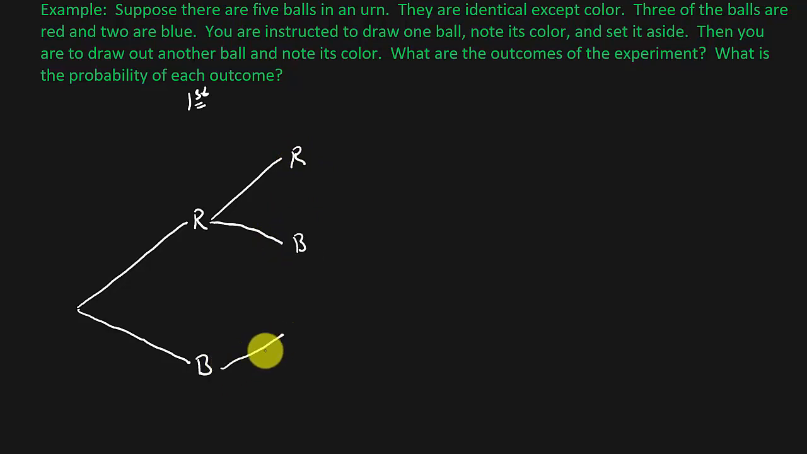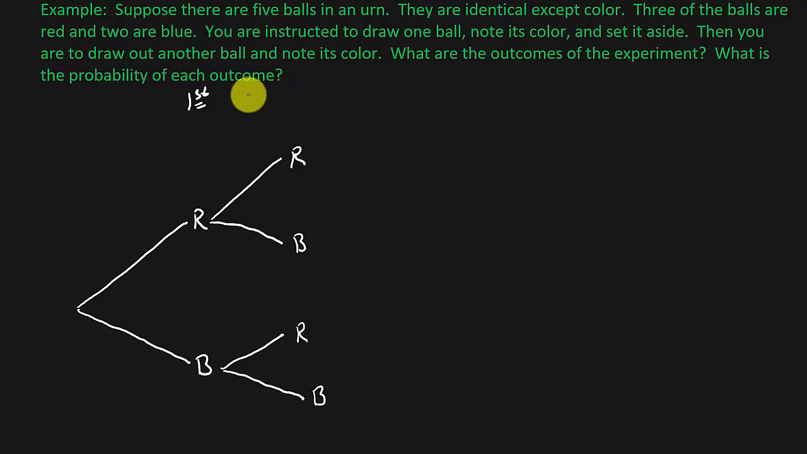And same thing down here. See, this is just if we draw red on the first, then we go to the second, we're going to get red or blue. But we can draw a blue on the first, and then on the second draw, we're going to get a red or a blue. All right. Now, they want to know what's the probability of each outcome.